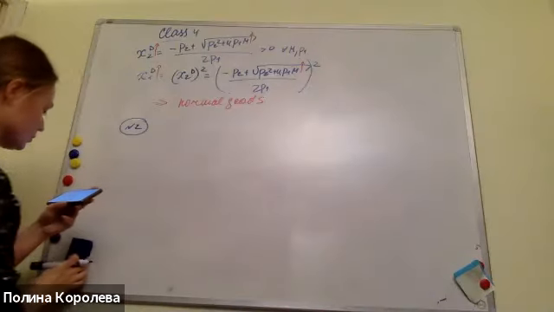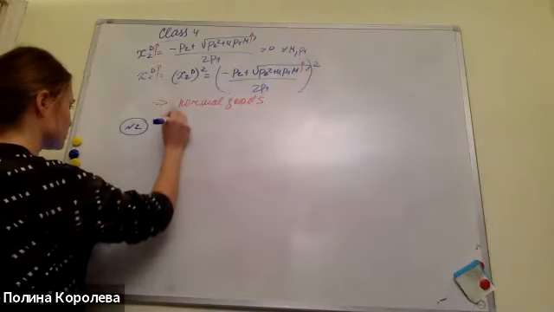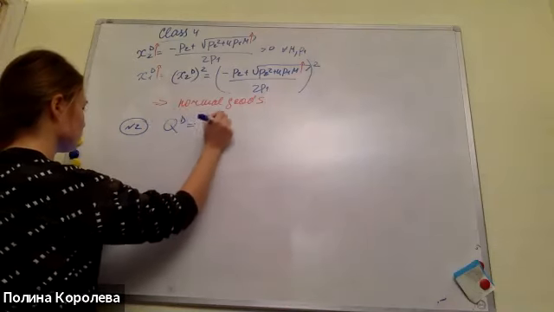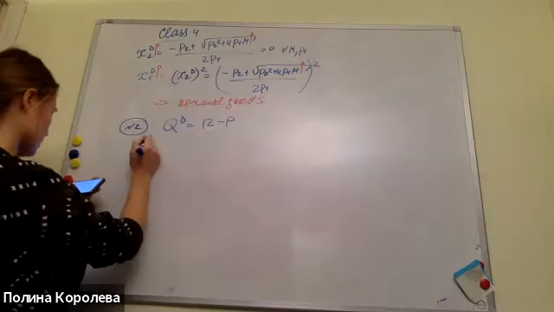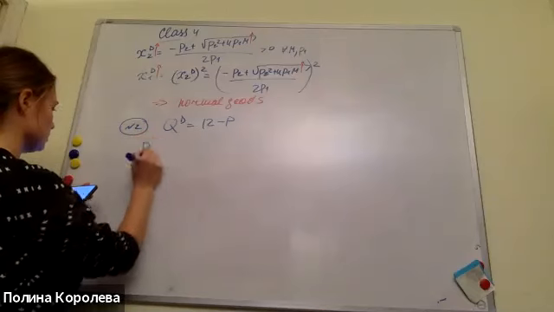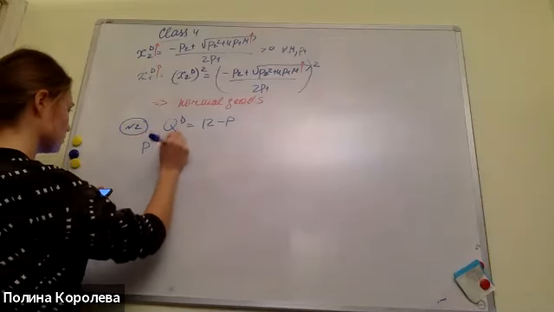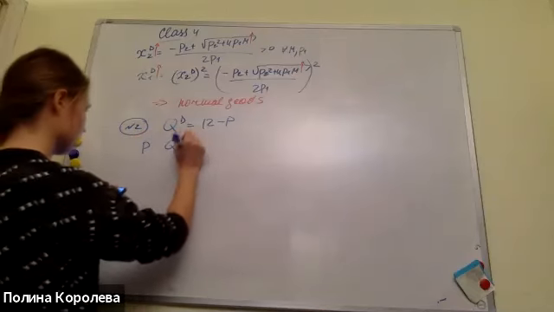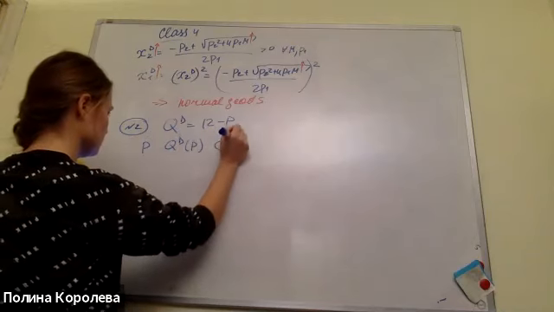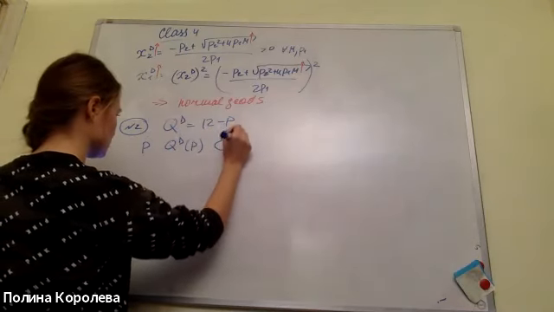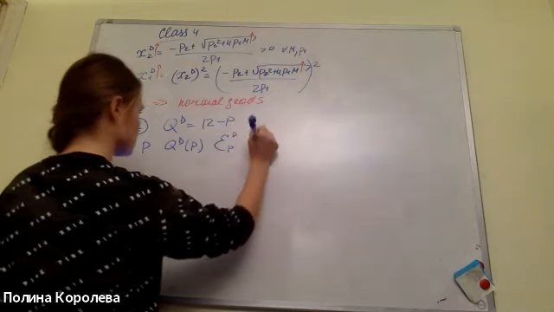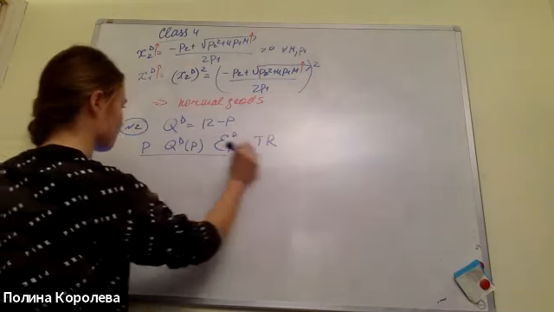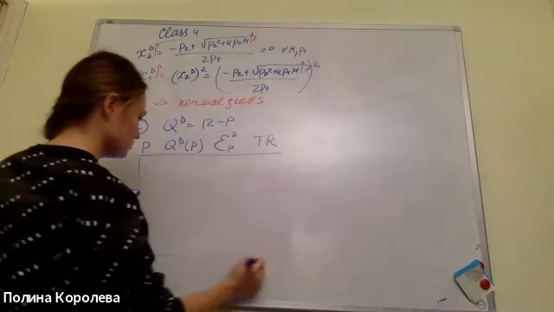Number 2. Suppose that demand for a product is given by Q = 12 minus P. Then fill in the table with the price, quantity demanded, elasticity of the demand by price, and total revenue. Let's fill in the table.